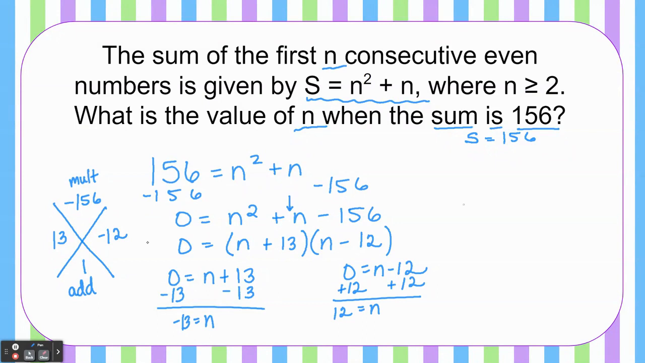Now, we have two solutions, and it asks us for what is the value of n. So we have to be really careful to look back at the instructions. Notice that they told us that n had to be greater than or equal to 2. So n equaling negative 13 is not going to work. And my answer is that n is 12.